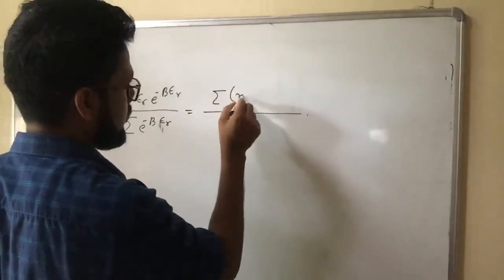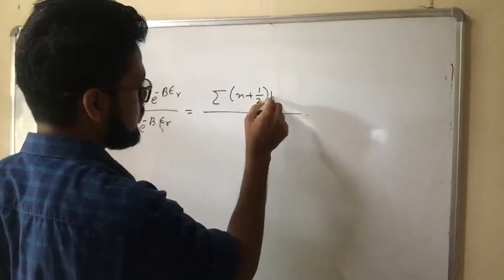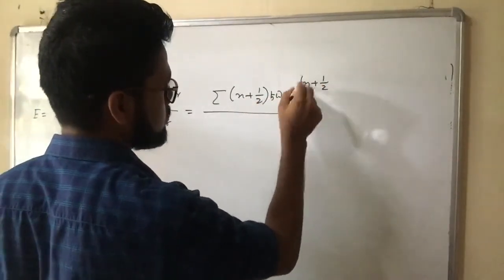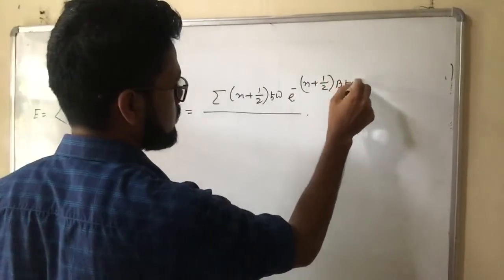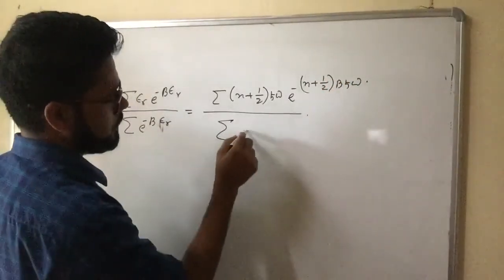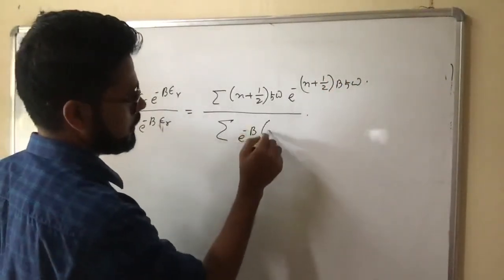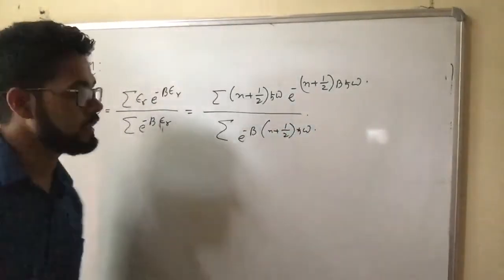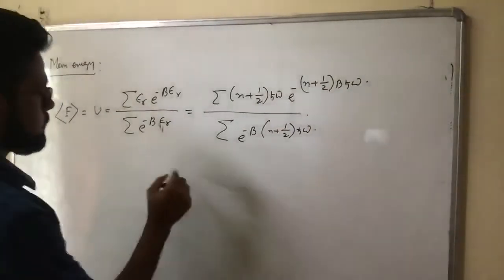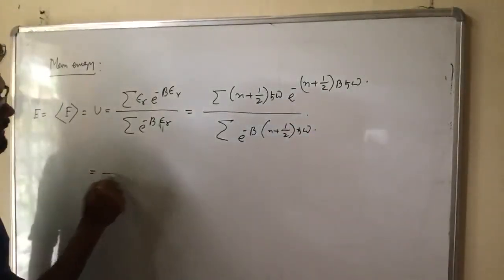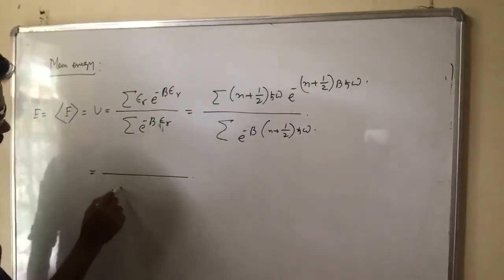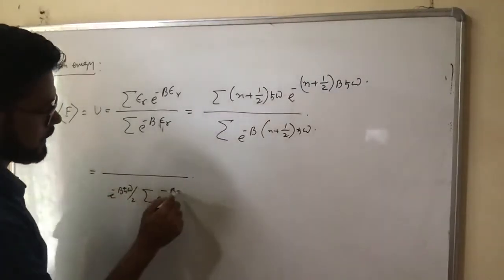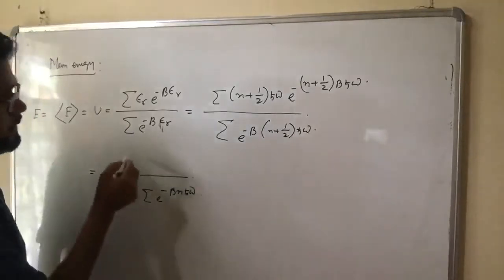So the mean energy calculated. What is the formula? Sum of (n + 1/2)ħω, what is the energy, e to the power minus β(n + 1/2)ħω, over the sum of e to the power minus β(n + 1/2)ħω. Correct? In the next step, I remove this part, e to the power minus βħω/2. Sum of e to the power minus βnħω. Right? Similarly here.